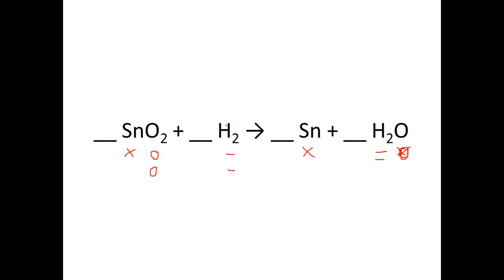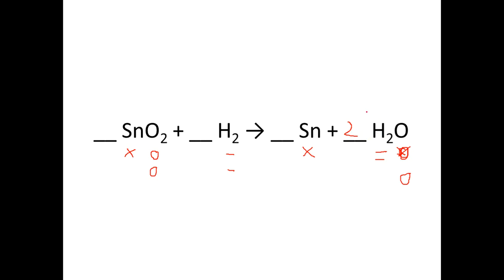So my job right now is to make it so that I have the same number of oxygens on this side as I do on this side. The only way for me to have 2 oxygens is if I put a 2 in front of this. So the 2 applies to this oxygen, which gives me another oxygen. And then this 2 also applies to my hydrogen.